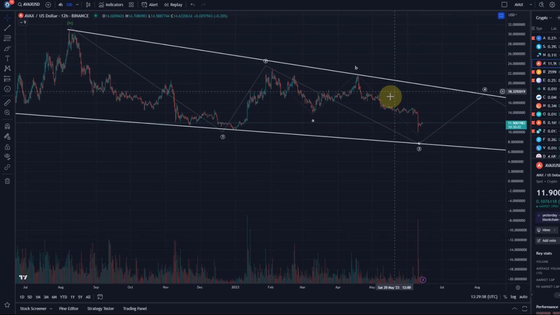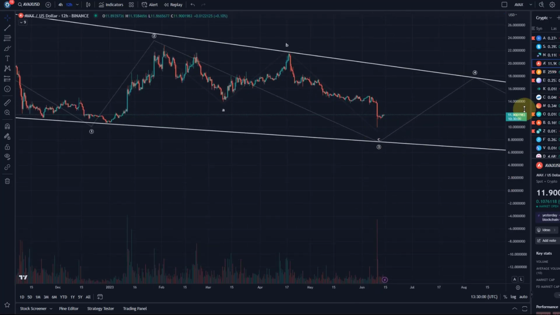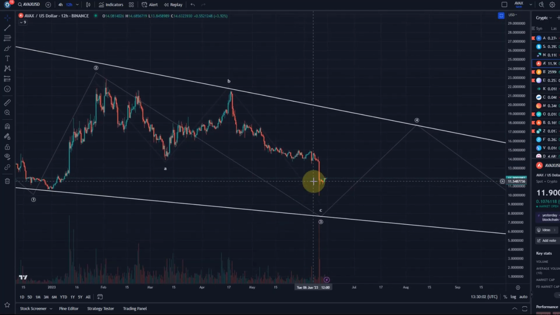And at the moment on the micro level, in this wave C of 3, I would also look for another low as long as price cannot break above, let's see where the volume started here, if price can break above roughly $14.30, then we can talk. But until then, I would be looking for another low.